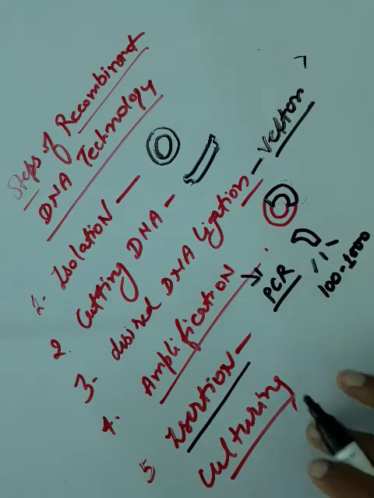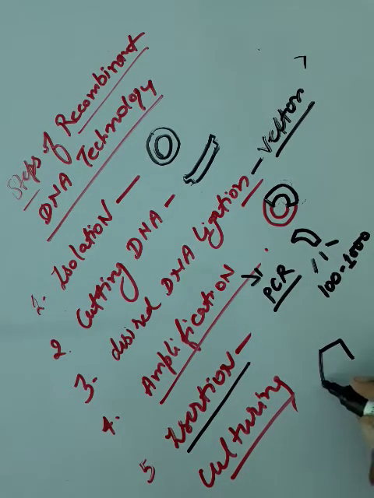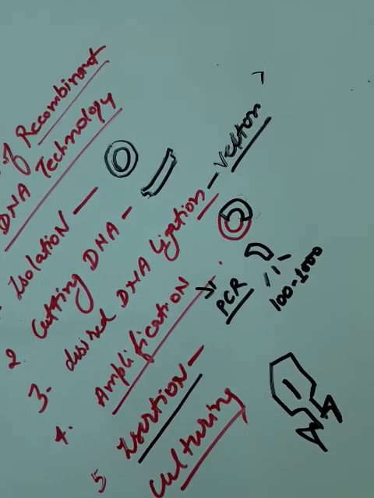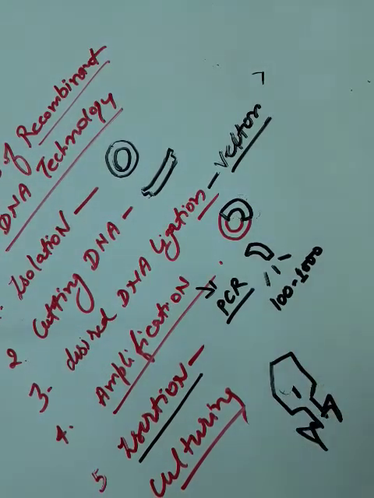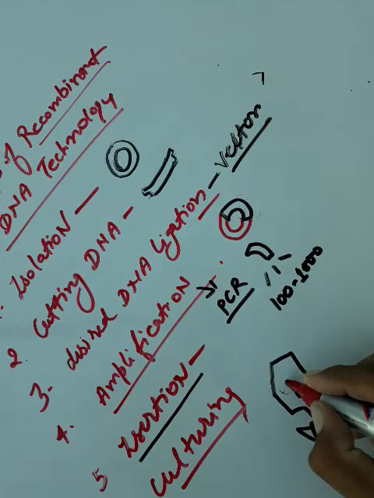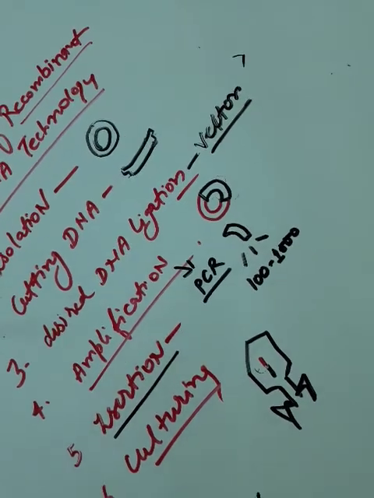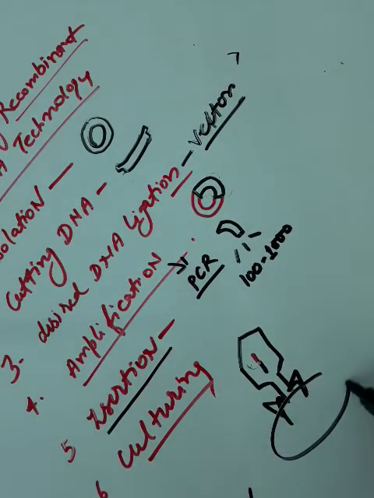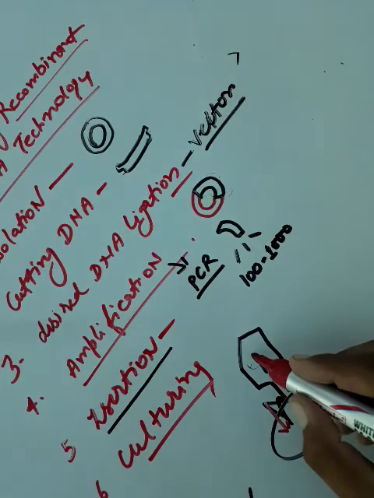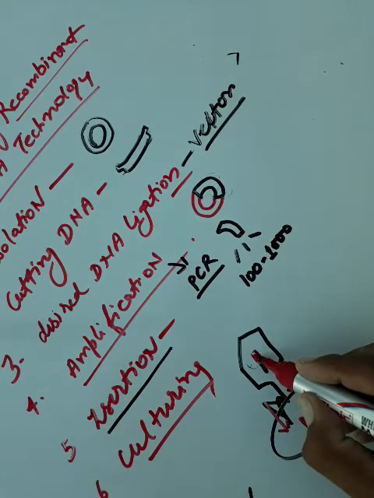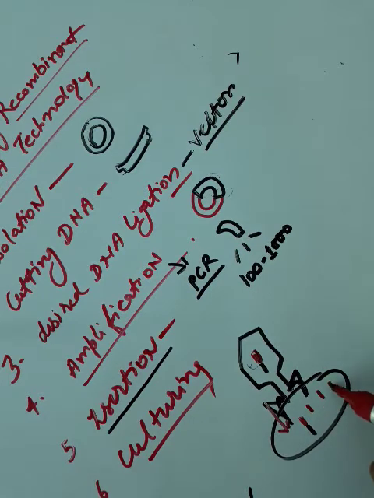After that, with the help of a vector, we can insert the desired DNA segment. For example, we are using the bacteriophage vector here. It is a bacteriophage. It has its own genetic material, and with the help of restriction endonuclease, we cut its genetic material and ligate the desired DNA here. With the help of this vector, for example, this is the host cell, we can insert the desired DNA segment. When its genetic material is inserted into the cell, the desired DNA segment is also inserted into the host cell here.